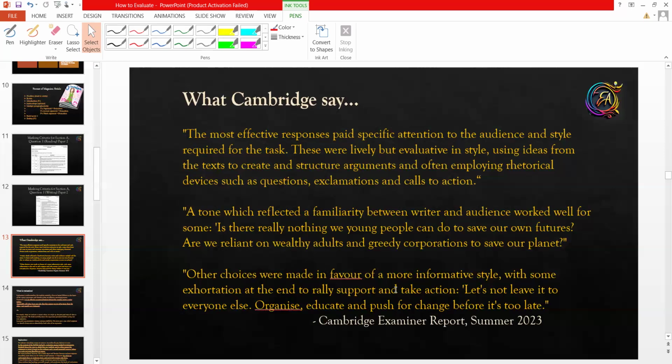A tone which reflected a familiarity between writer and audience worked well for some. Like if you are going to give a speech, in order to engage the audience, you must start asking questions. You must say what we are supposed to do instead of what I am supposed to do. Don't use the pronoun I here, but instead use we, so that you are involving them also in your speech. Okay. So this is how you are supposed to write. This is how you are going to write your speech, or in any other cases.